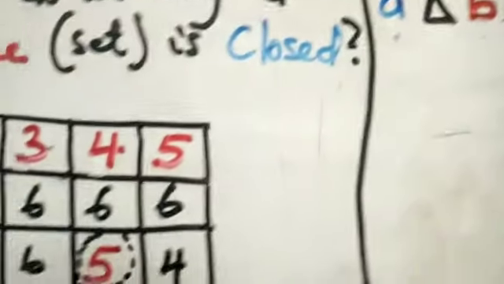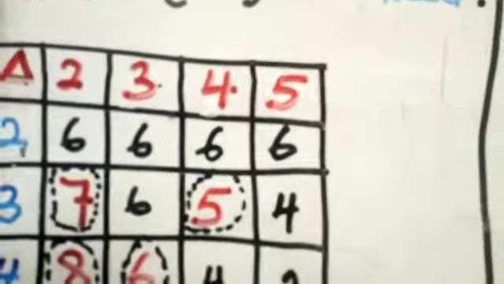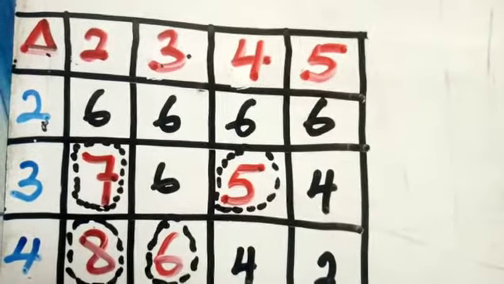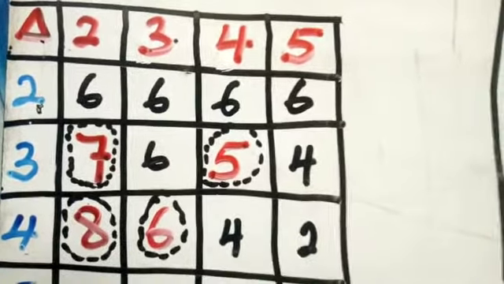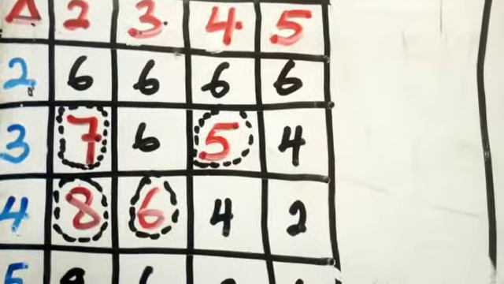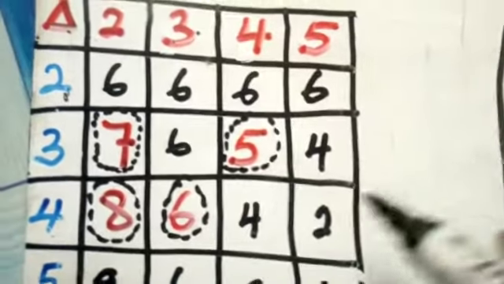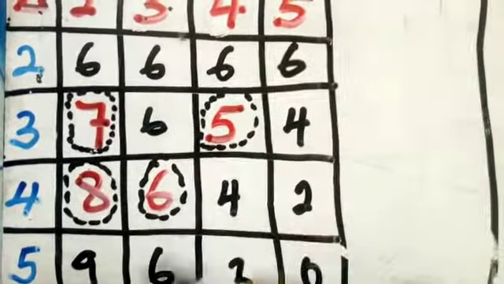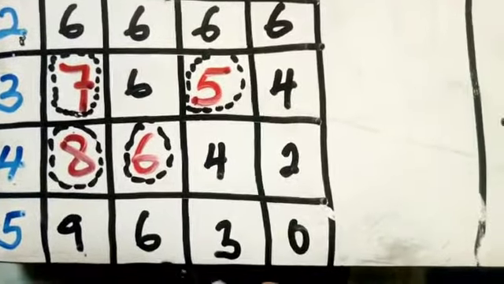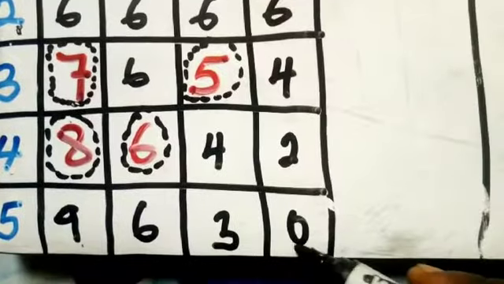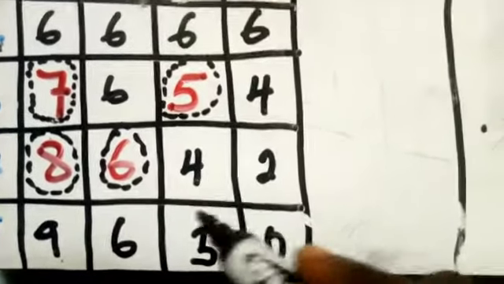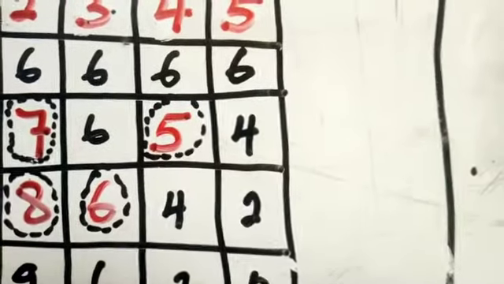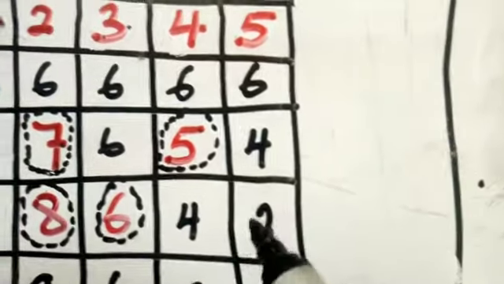So let's check whether all the answers that we get are part of these guys. From the table you can see that we have only 2, 3, 4, and 5 people in our house, right? So anything beyond that, we can say that the set is not closed. Of course, you can see that we are having 6 here, 7 here, 8 here, 9 here, 6, and then 0. All these guys tell you that the set is not closed. Are you getting the picture?